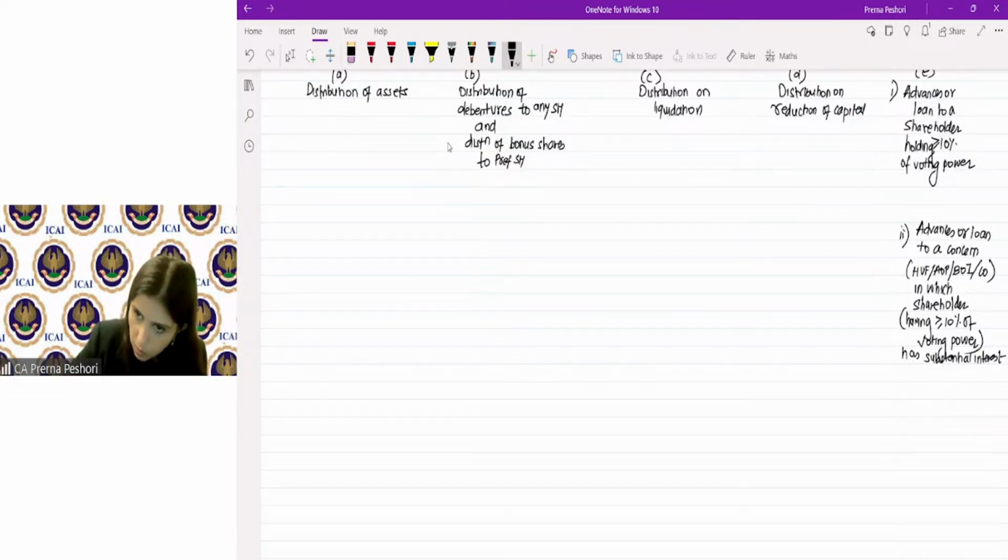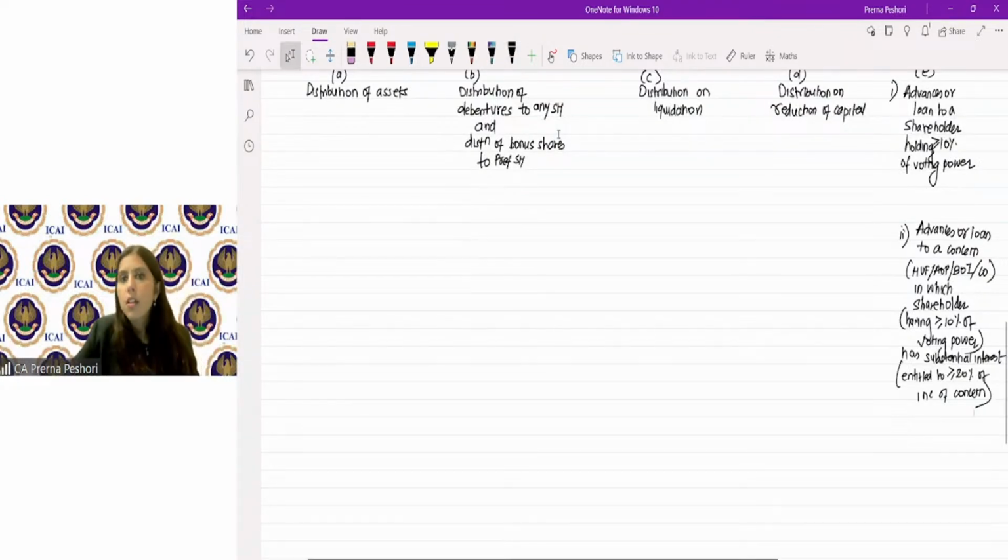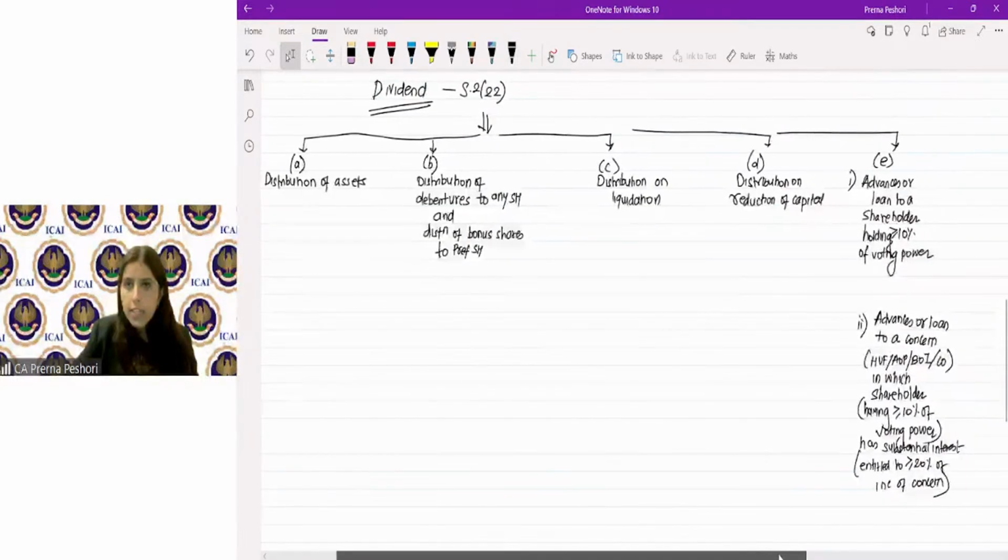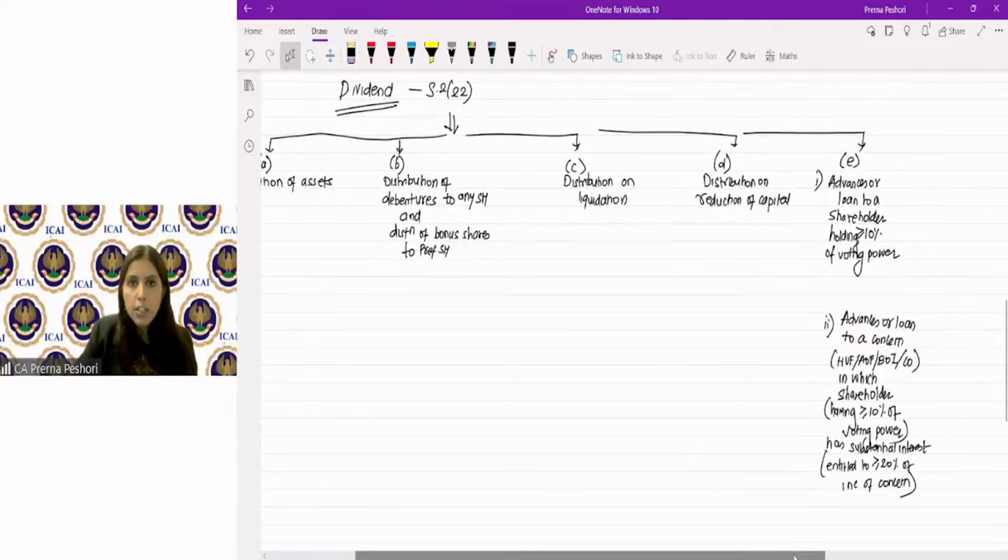Entitled to greater than or equal to 20% of income of concern. Fine. So this is 222E. Now 222E, which is there, is applicable only to a closely held company. What do we understand by a closely held company?